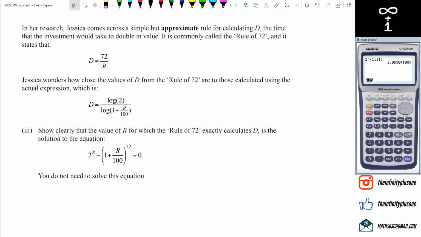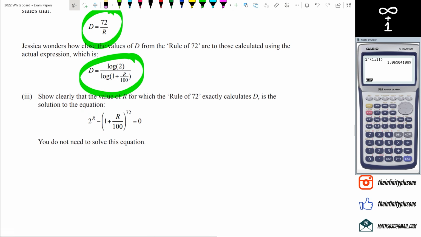Okay, guys, so I'm having a look at this. What they've got here is two D's. The first one is that D is equal to 72 over R, right? So that's like the rule of 72. And then you've got the actual D here. And it looks like all we have to do is put those two equations equal to each other and rearrange, and we should be okay with it. Because that's what the question's actually asking. It's not really asking us to solve this equation. It's just asking us to put those two equations together and then bring it to that final ugly looking equation at the bottom.